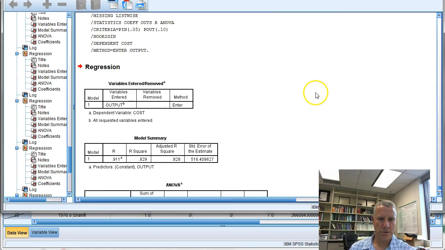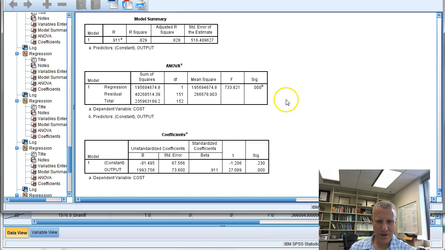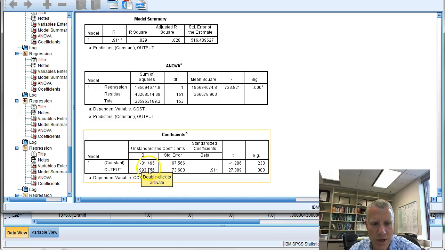And here's the results. So the R squared is 0.829, and that's pretty good. The model has a constant of -81. So the standard interpretation of that is that's a fixed cost, and the fact that it's a negative causes some worry. But we look over here at the t-stat, and it's less than 2. So actually that's 0. So we have 0 fixed cost, and the variable cost is $1,994 for each unit of output.